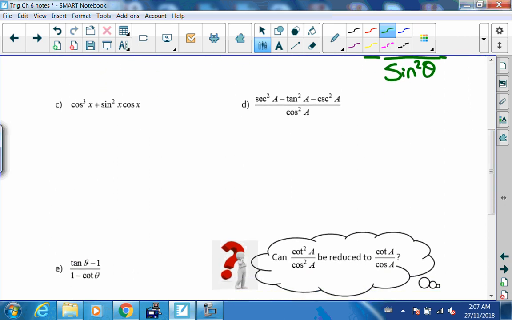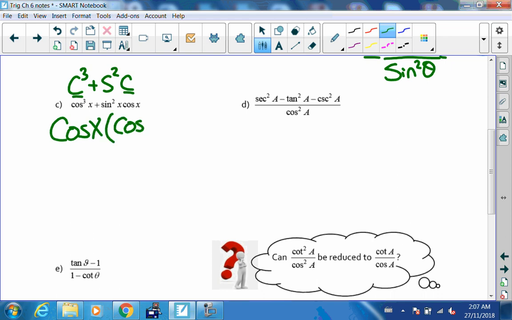Onwards. Cosine cubed plus sine squared cos x. Now this is easier to see if I put some costumes on this. Instead of cos, I'm just going to write c, and instead of sine, I'm just going to write s. Hopefully you can now see I can take out a common factor of cosine. So I'm going to take out cosine of x. What I'm going to have left is cosine squared of x plus sine squared of x.